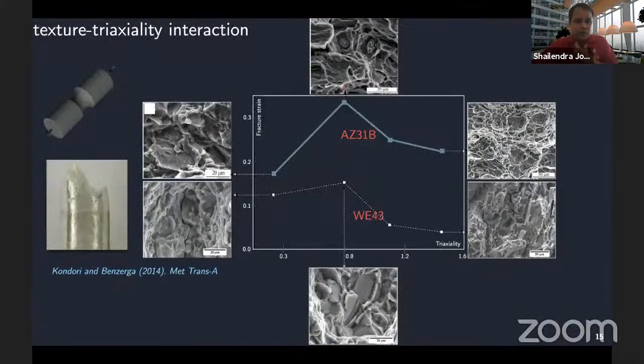Finally, a couple more experimental evidences. These are the experiments done by Professor Benzerga and his former student, Baba Kondori. Beautiful set of experiments where notched circular bars were used as specimens to control the nominal triaxiality shown on the x-axis over here, and two different materials, magnesium alloy AZ31, which is slightly more plastically anisotropic, compared to a magnesium rare earth alloy WE43, which is much less anisotropic.